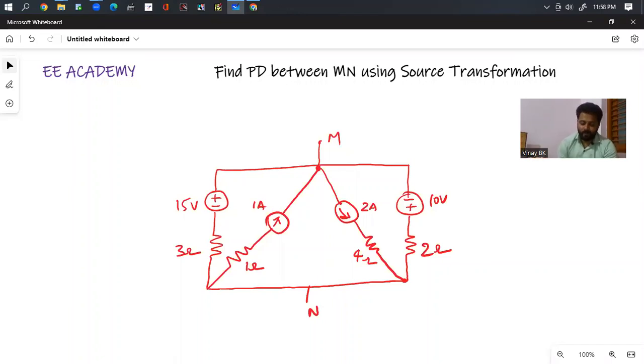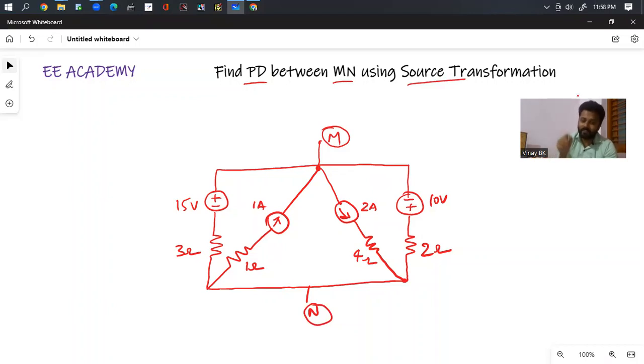So today we're going to solve one simple problem from a question paper itself. You can call it a tricky problem, but it has only three steps to solve. You can see what they are: the potential difference between M and N using source transformation.